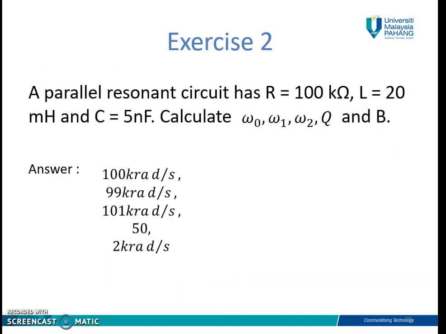For exercise 2, you have to calculate the values of omega naught, omega 1, omega 2, and also Q and B. Given the parallel resonance circuit, the value of R is 1000 kilo ohm, L is 20 millihenry, and C is 5 nanofarad. You can check your answer and compare with the answer given here.